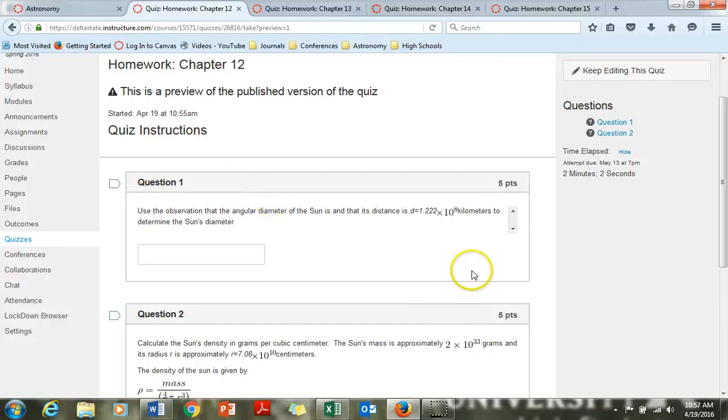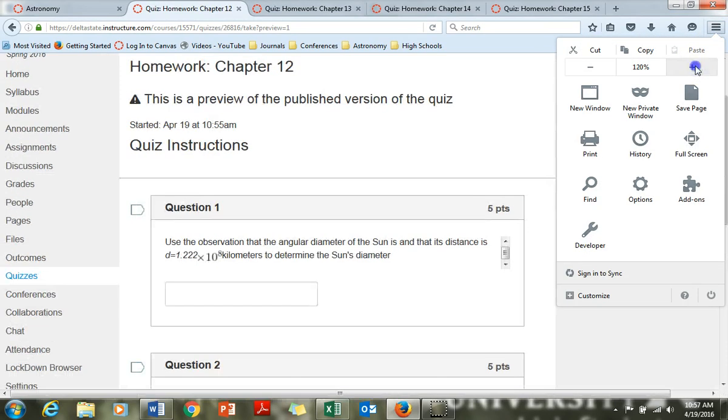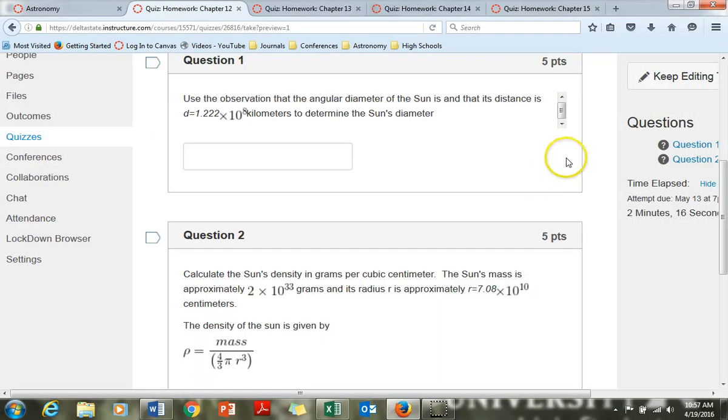All right, so first problem. See if I can make the font a little bigger so that you might have a chance of actually reading this, right?